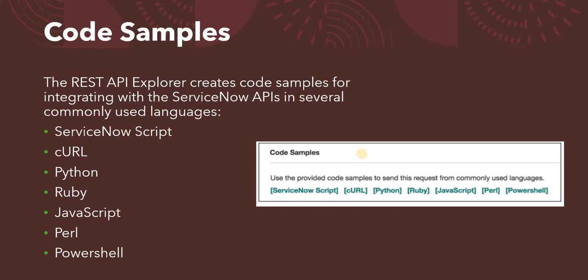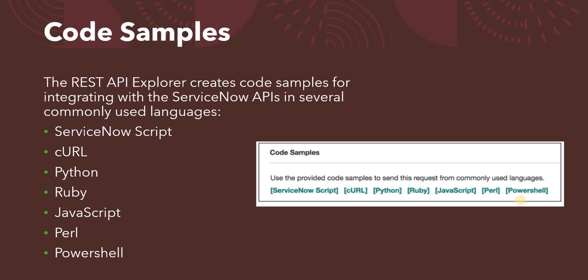Code samples. The REST API Explorer creates code samples for integrating with ServiceNow APIs in several commonly used languages. So when you're trying to integrate with ServiceNow through some other language, there might be a possibility the third party tool like CodeDX, MoogSoft, or any other tool might not be using JavaScript only. They might be using Python, Ruby, Perl, PowerShell, or any other language, and they want to retrieve or insert data in ServiceNow. So ServiceNow provides them a sample code to get started with integrating with ServiceNow.